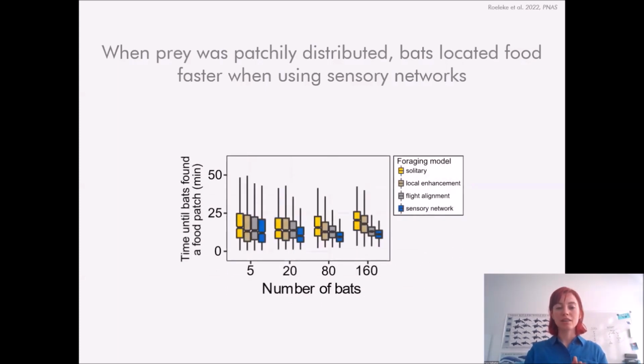But then when comparing the scenarios where we ran different numbers of bats, what we found is that for solitary animals, as the number of bats increased, it would take more and more time for each individual bat on average to find food. But this increase in time was offset when the sensory network was used. So this could keep the time until finding food fairly consistent as bats use the sensory networks. And so when comparing the different scenarios, as there are more and more bats, the benefit of sensory networking increases relative to solitary foraging.